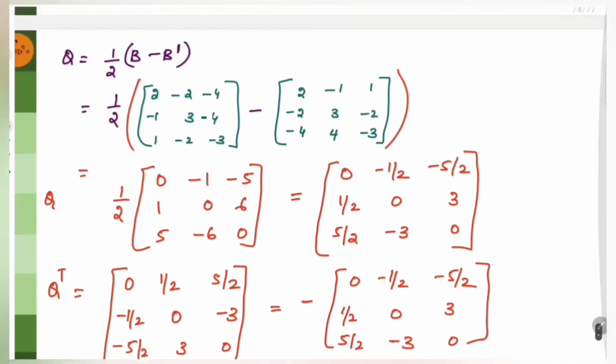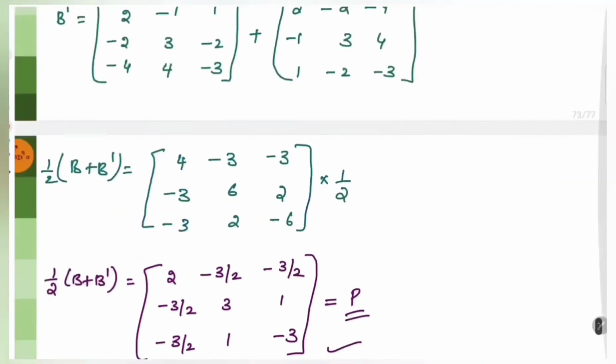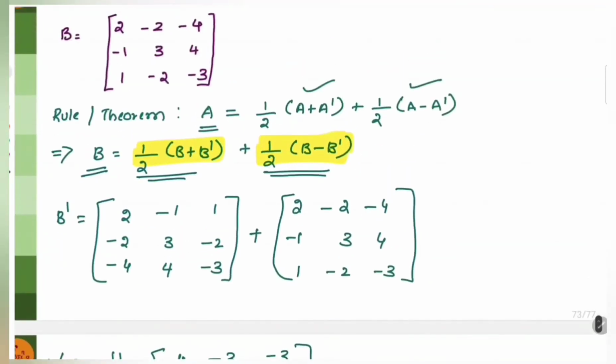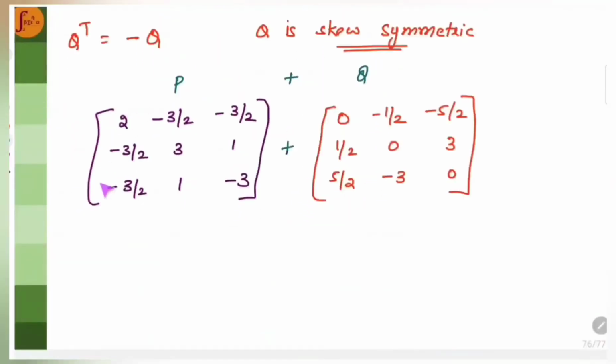Now we have proved two things. We have proved that this portion is symmetric and this portion is skew symmetric. Now we'll have to add both the matrices and we need to get matrix B. That's when we can say that matrix B can be expressed as the sum of a symmetric and a skew symmetric matrix. Well, let's add P and Q. This is the matrix P that we had obtained. This is matrix Q. Now let's add both of them.